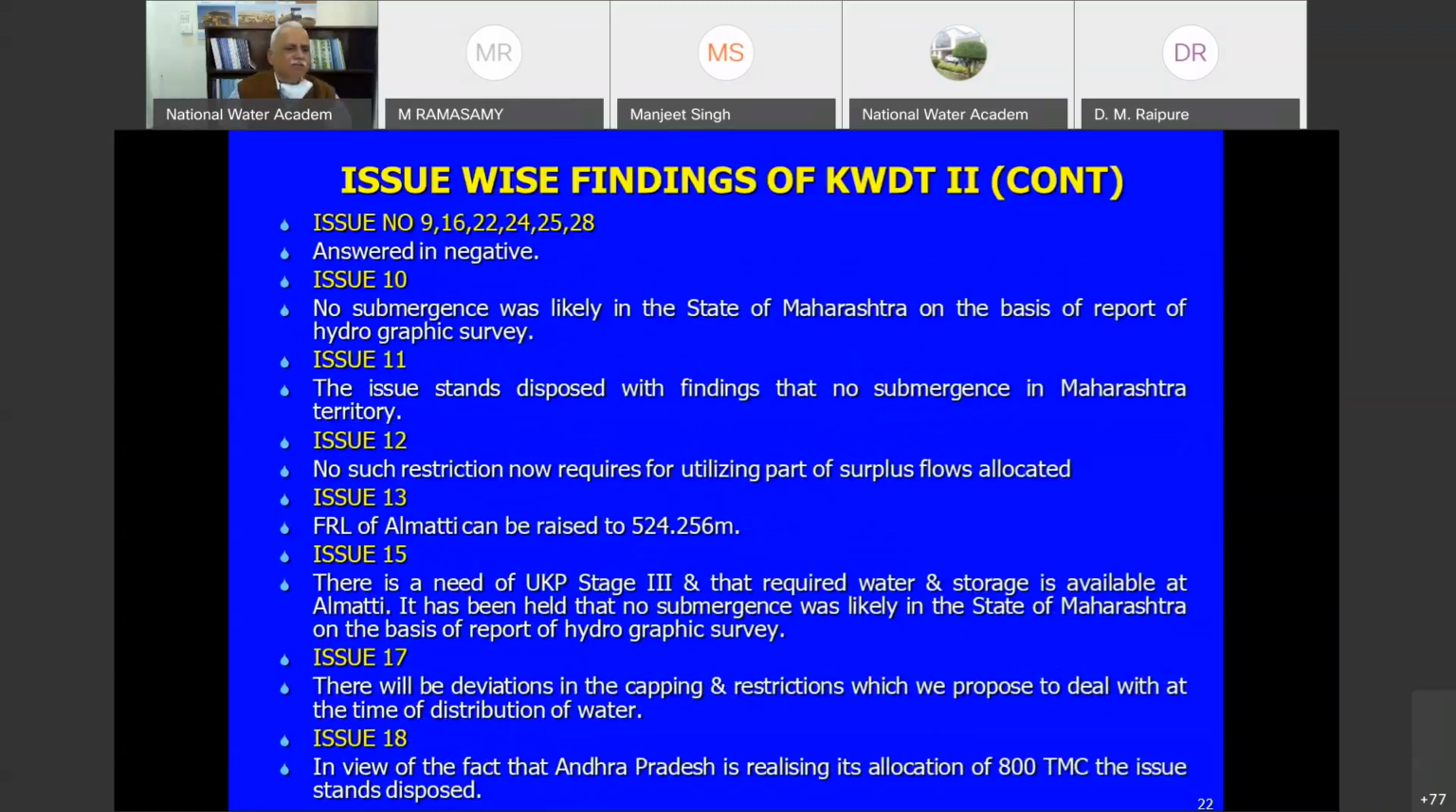Regarding the territory of Maharashtra, it was observed that there is no submergence in the state of Maharashtra by Almatti and Hippargi barrage. A lot of arguments were made by the party states regarding Almatti and Hippargi. It is interesting for the information of the participants that at the border between Maharashtra and Karnataka, river bed level is 518.